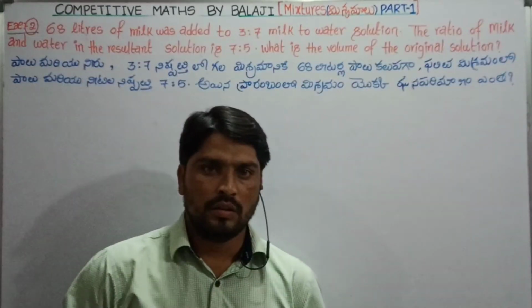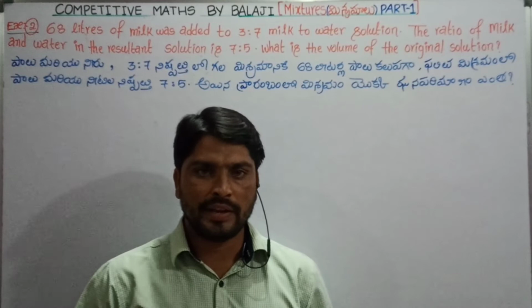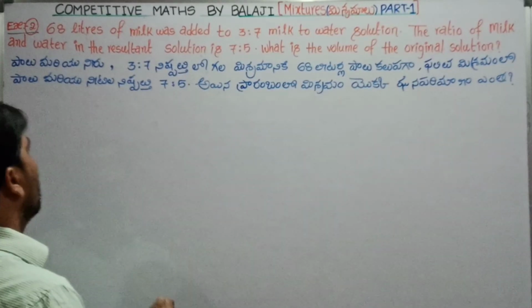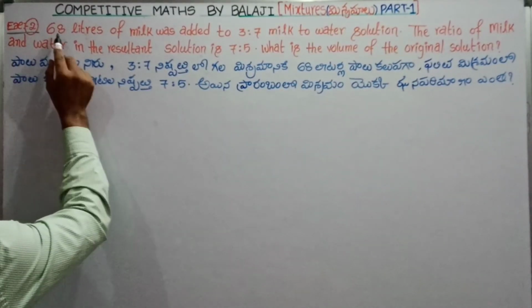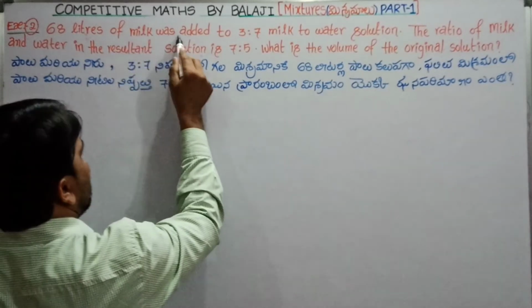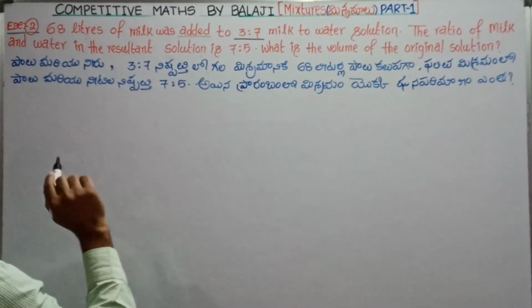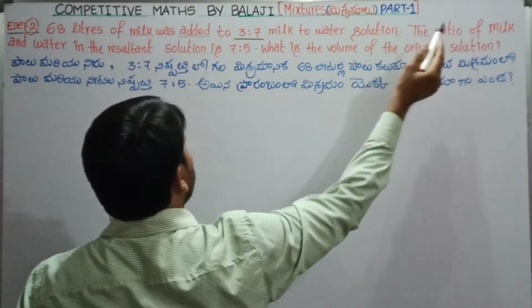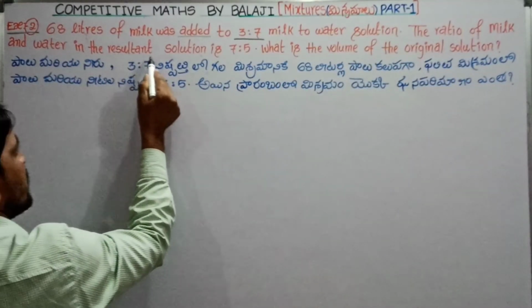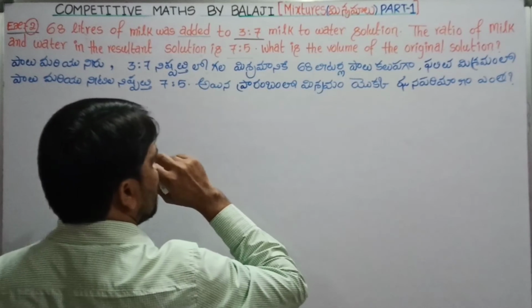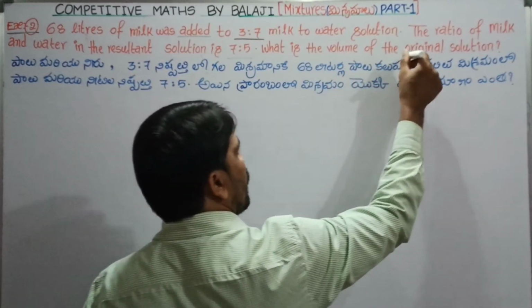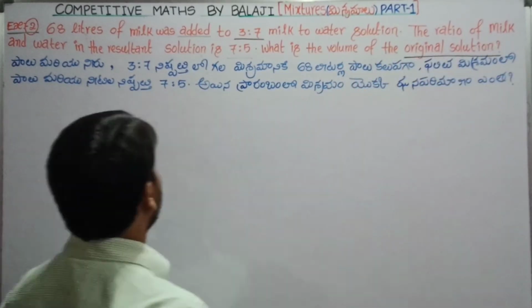Okay, students, let us see another concept by taking one example. Example 2: 68 liters of milk was added to a 3:7 milk to water solution. The ratio of milk and water in the resultant solution is 7:5. What is the volume of the original solution?